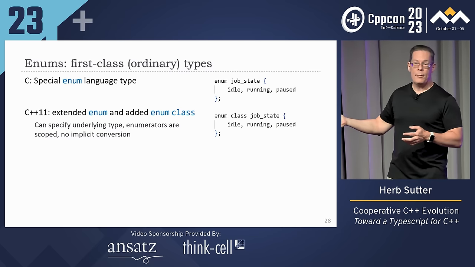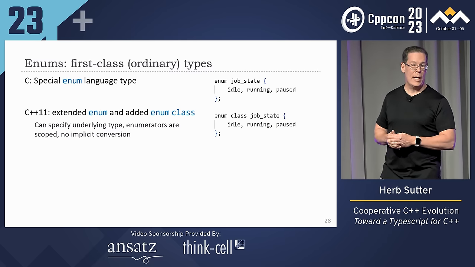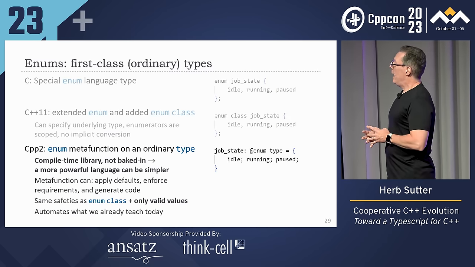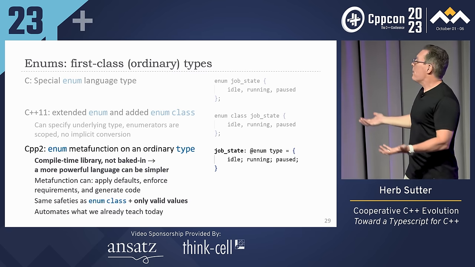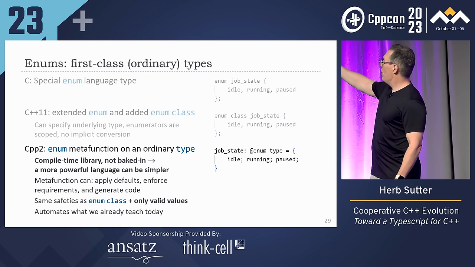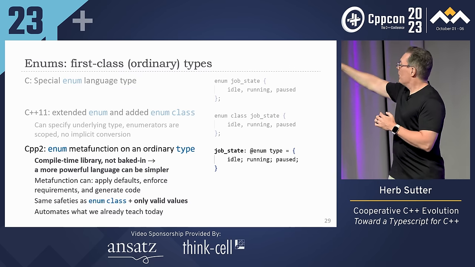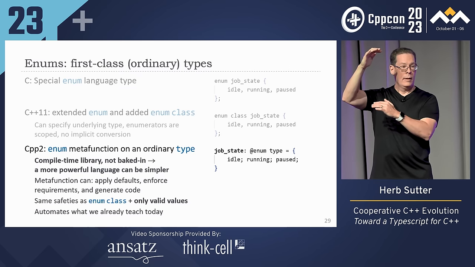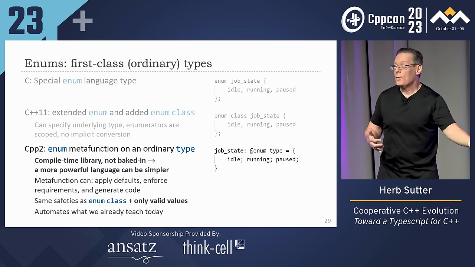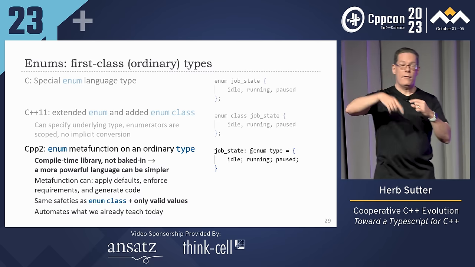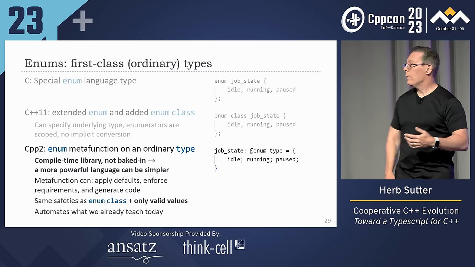And when Bjarne and I wrote this paper, our main concern was safety, and this also came from the C++/CLI work, which had a similar idea in it. In CPP2, I don't have a special enum type or enum class type. I just have a meta function on an ordinary type where you can say job state is an enum type, idle, running, paused, and it's with semicolons because the contents of that body is just a series of declarations. And notice I didn't even put a colon in a type because I've defaulted those too. Because you run the meta function, the enum meta function just goes through and infers the type and puts in the values if you didn't write them yourself.